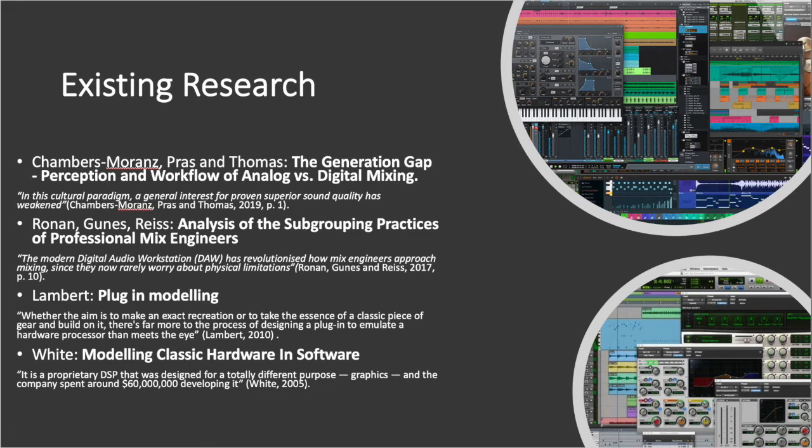The next study by Ronan, Gunas and Rees looks into subgrouping and how professional engineers in the industry use subgrouping across genres. The reason why this article is used is not only because it gives an insight into different workflows, but also that they didn't account for analog and digital to start being discussed. Their methodology of questionnaires and interviews, also collecting data from people's digital mixes that have been handed in, means it's a very useful research paper to use as a foundation for future studies.